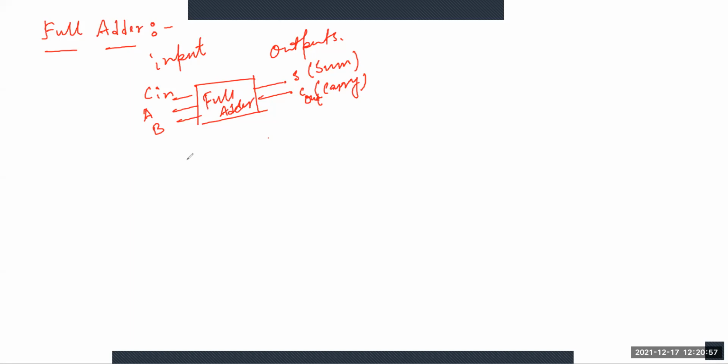Here there are 2 input variables, A and B. These 2 inputs represent the 2 significant bits, and the third input, C in, represents the carry from the previous lower significant bits, that is from A and B. So if A plus B is done, it will produce a carry.